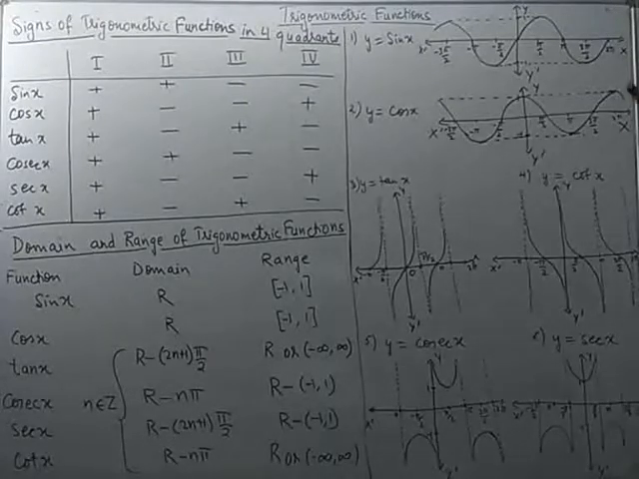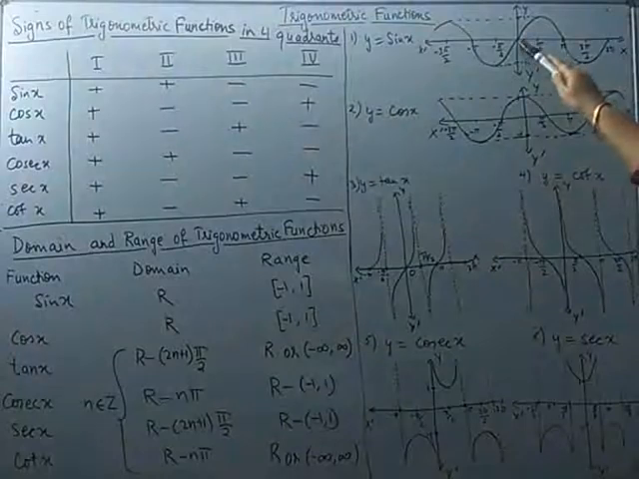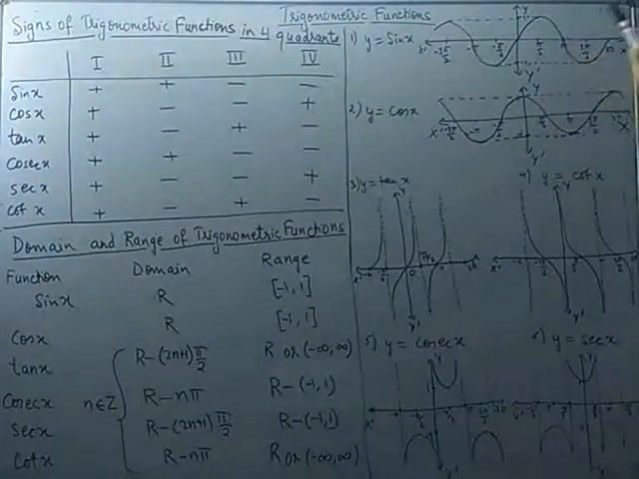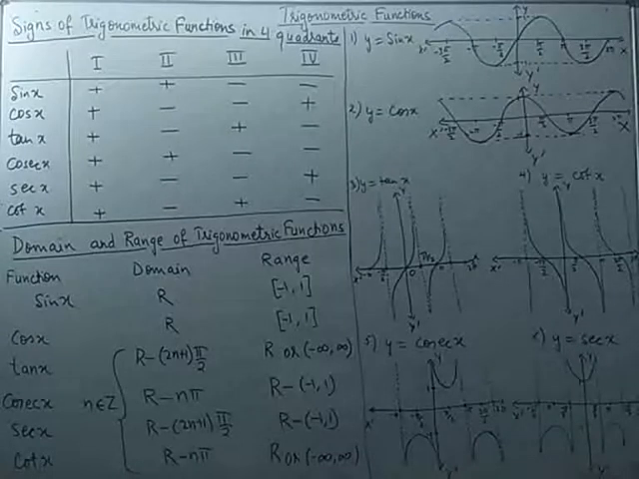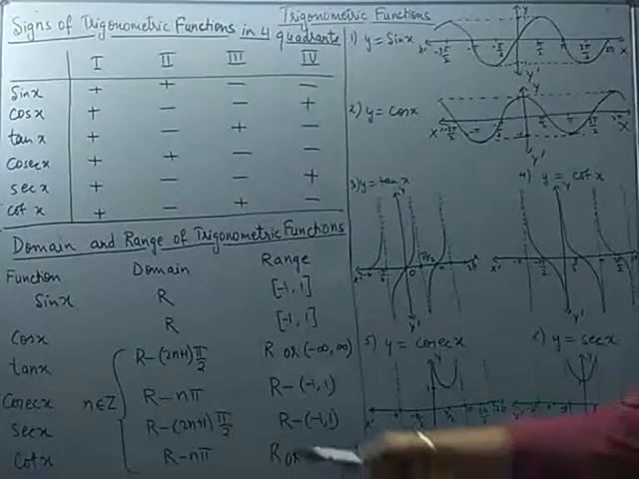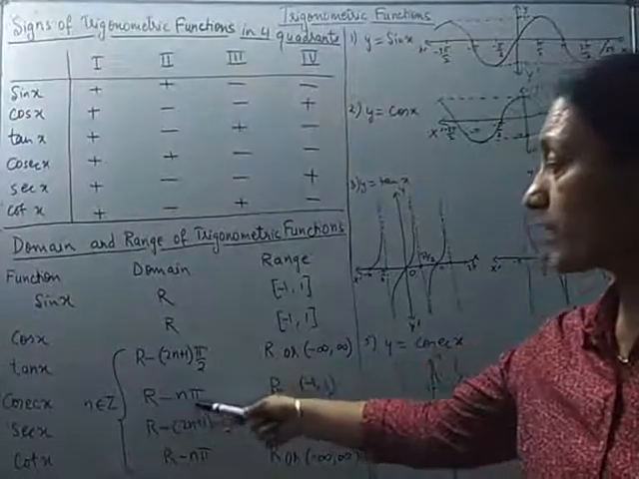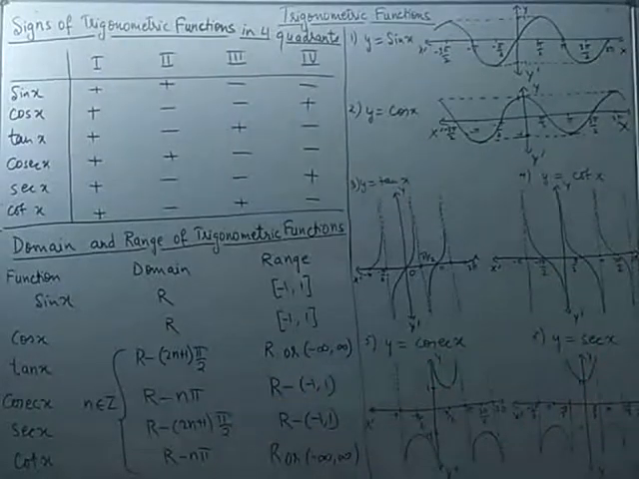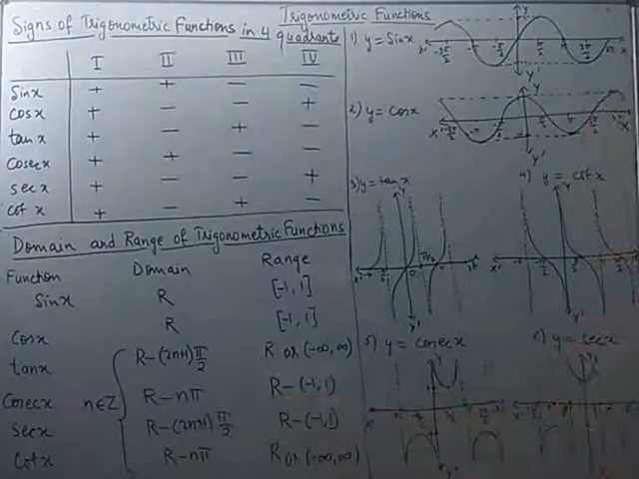So look at the curve of sine. Sine is becoming 0 at 0, it is becoming 0 at pi, it is becoming 0 at 2 pi. So at the multiples of pi, cosec is taking indeterminate form. We are not able to define it. So you will write the domain as R minus the multiples of pi.